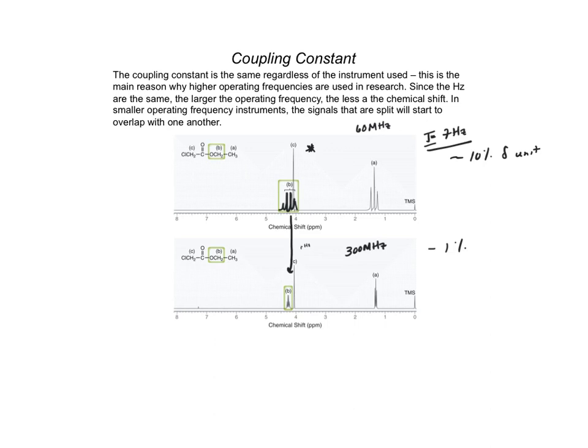So the higher the operating frequency, the less of a fraction of a delta unit these J values take up, and so we can essentially look and see all of the various peaks in the spectrum, okay?